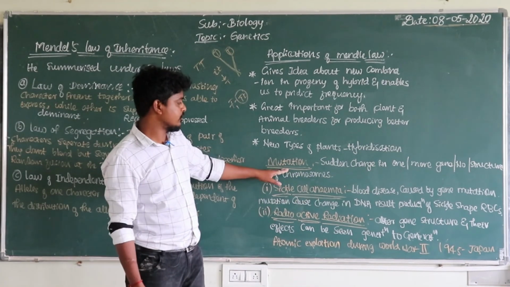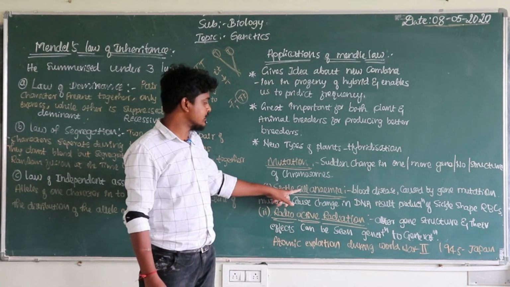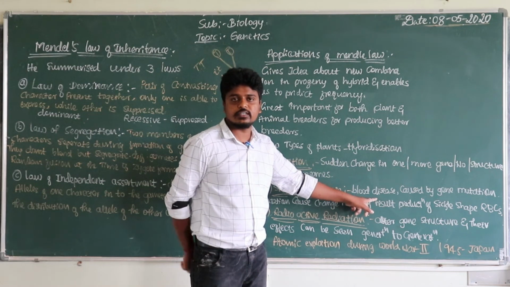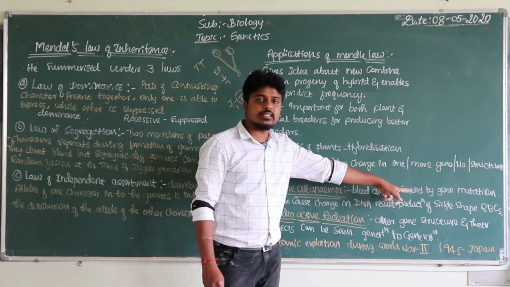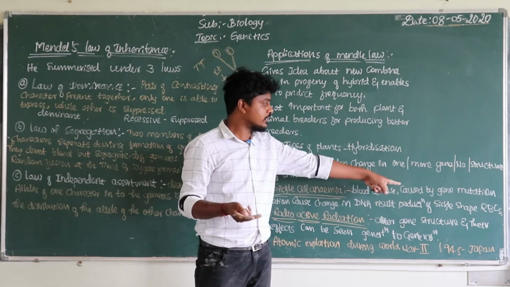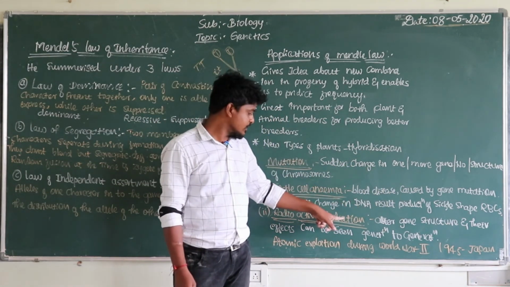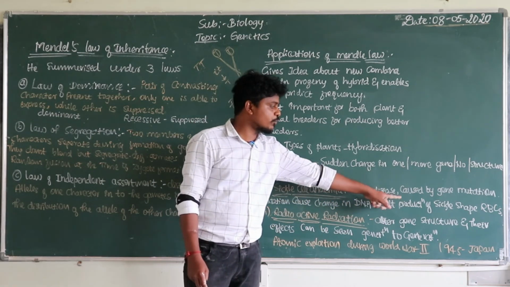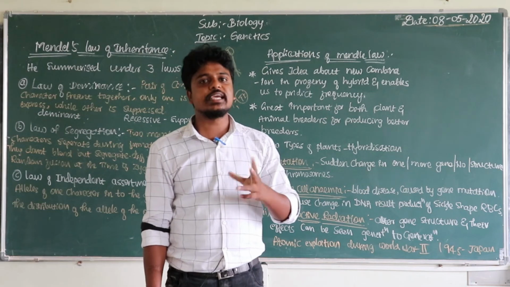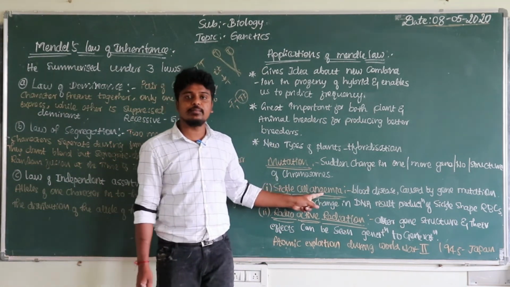In mutation, there are mainly diseases. Sickle cell anemia is a blood disease. Which one? Sickle cell anemia. It is caused by gene mutation, sudden changes in the genes. The mutation causes a change in the DNA. The change in the DNA results in the production of abnormal RBCs. The RBC shape changes into a sickle shape. So that's why we call it sickle cell anemia.